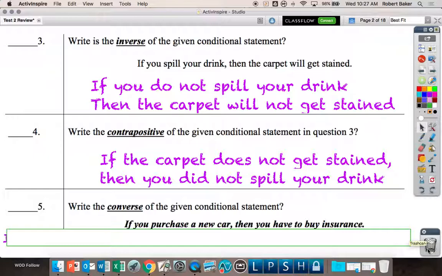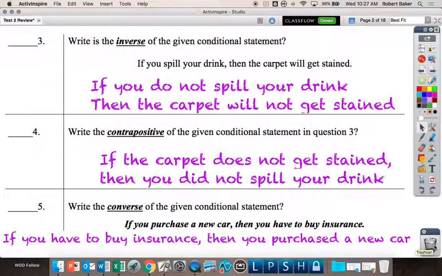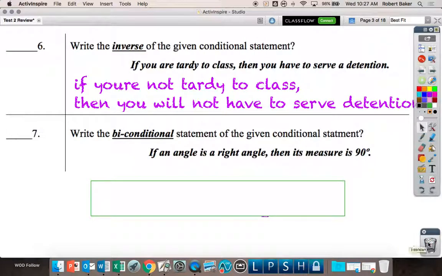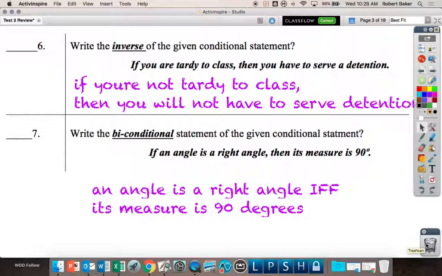The biconditional, or the converse of the conditional statement, you just switch them. If you have to buy insurance, then you purchase a new car. Switch them. Inverse, you add not. So if you're not tardy to class, you will not have to serve detention. And then the biconditional would be adding the if and only if. So with a biconditional statement, you take away the if, you take away the then, and you connect them with if and only if. So an angle is a right angle if and only if its measure is 90 degrees.